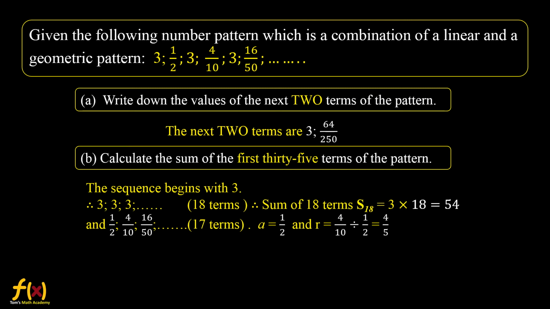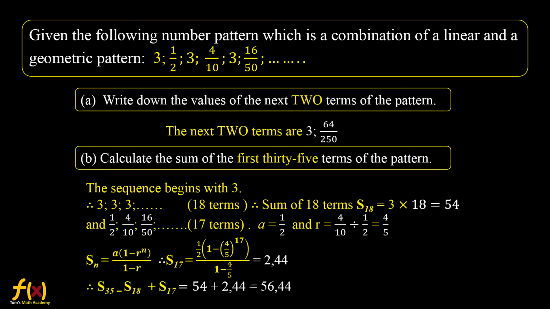So we apply the formula. Calculate the common ratio, that is 4 over 5. Then Sn, we have the formula on the formula sheet. For S17, substitute very carefully, use the calculator, we get 2,44. Therefore S35, adding the two sums, we get 56,4. Okay, beautiful question.